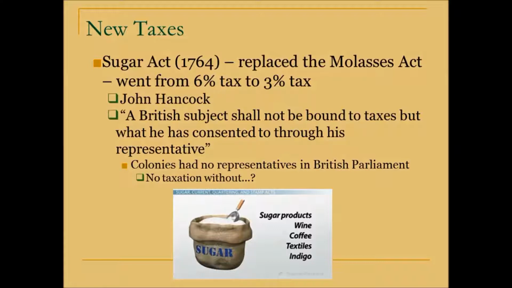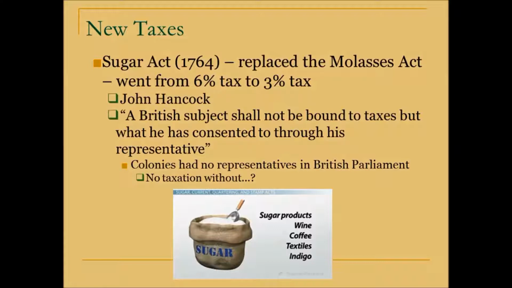Now we're going to add a couple more things to it. So it's not just sugar products, it's wine, coffee, textiles, and indigo. But again, it went from a 6% to a 3% tax. Well, why would the colonists be mad about this? Okay, now here's going to get a little confusing, so make sure you listen.